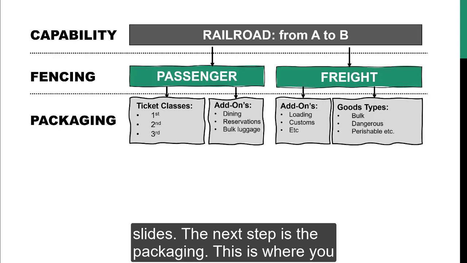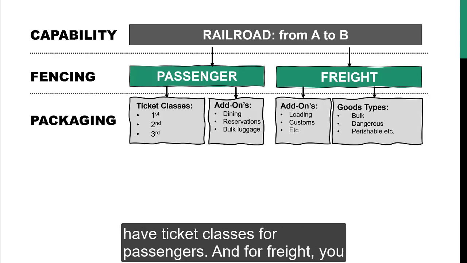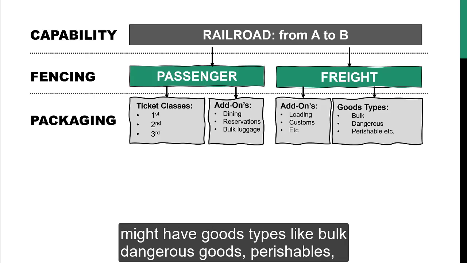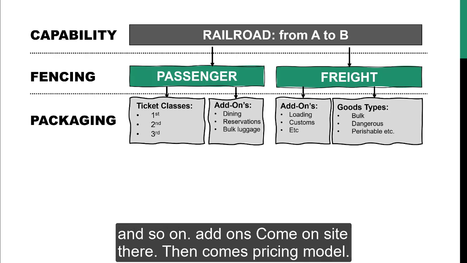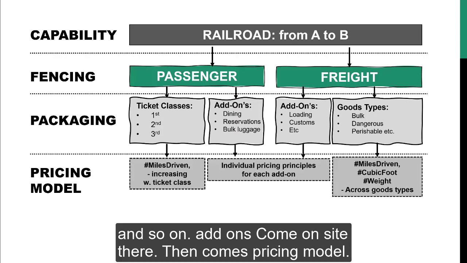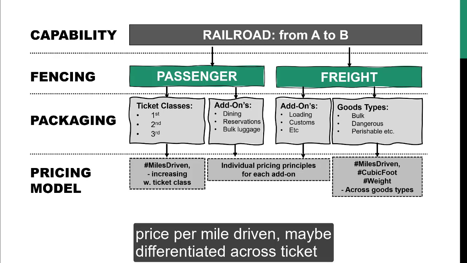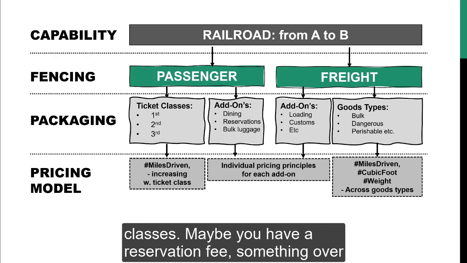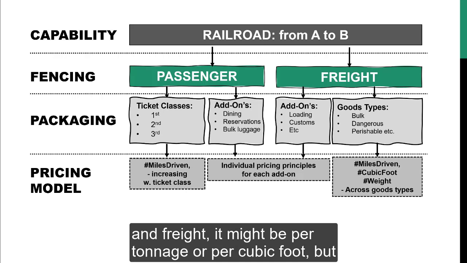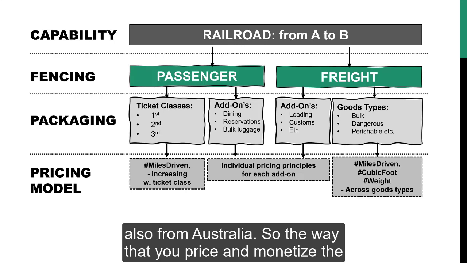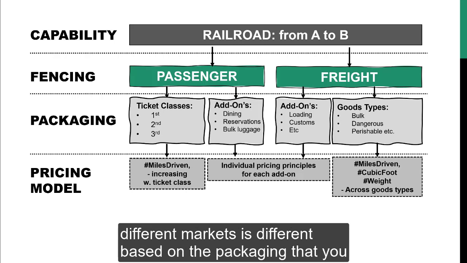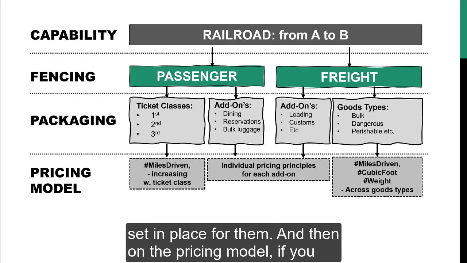The next step is the packaging. This is where you have ticket classes for passengers, and for freight you might have goods types like bulk, dangerous goods, perishables, and so on. Add-ons come aside there. Then comes the pricing model. For passengers, you have a price per mile driven, maybe differentiated across the ticket classes, and maybe a reservation fee. Over in freight, it might be per tonnage or per cubic foot, but also per mile driven. So the way that you price and monetize the different markets is different, based on the packaging you set in place for them and then on the pricing model.